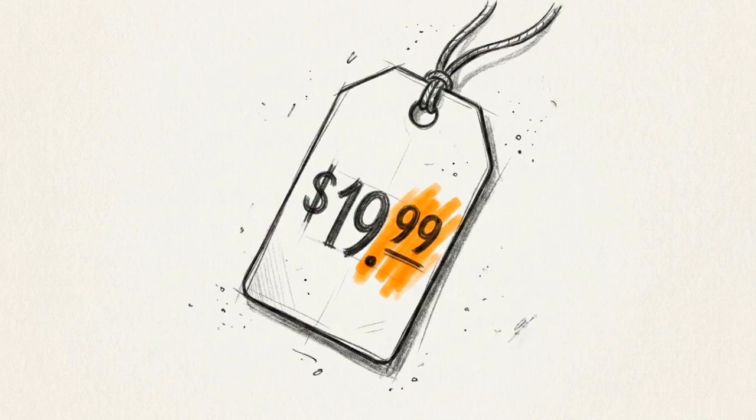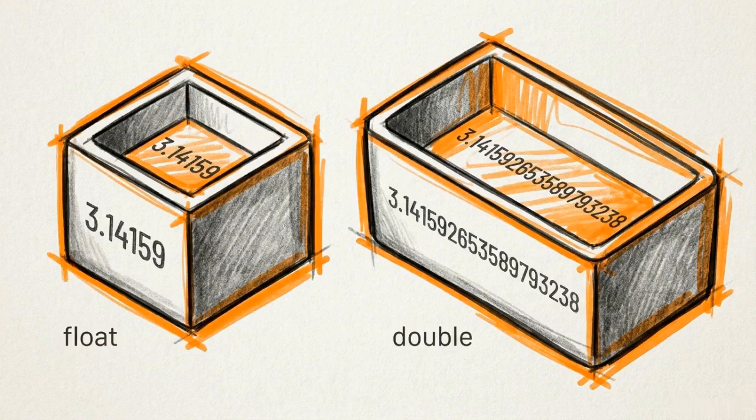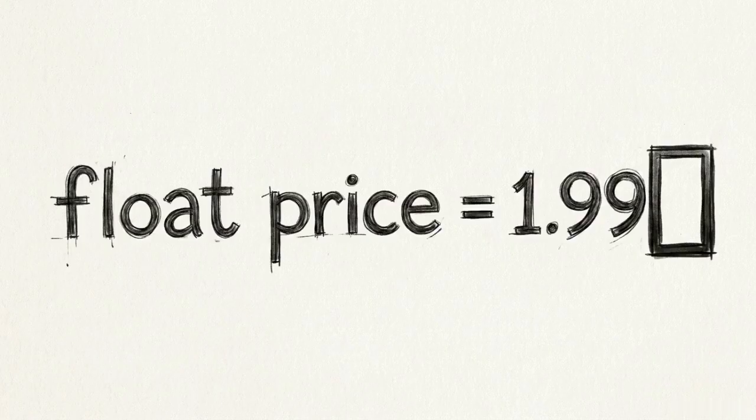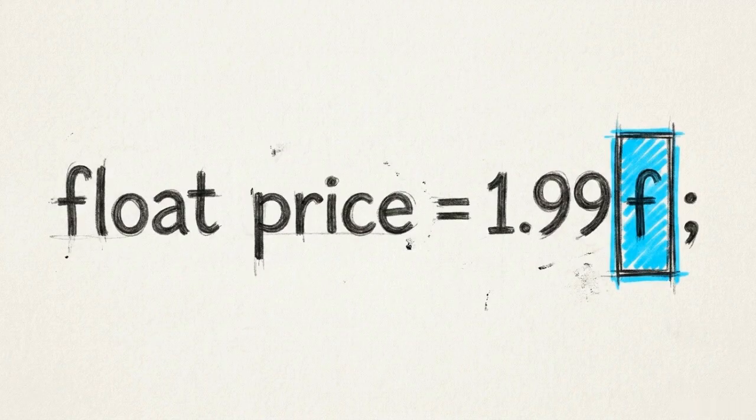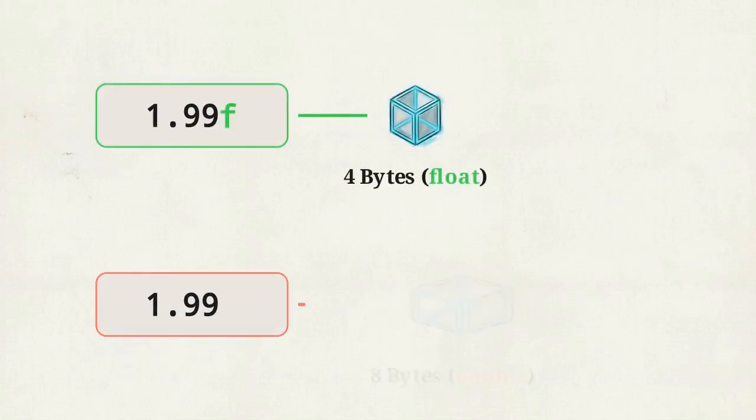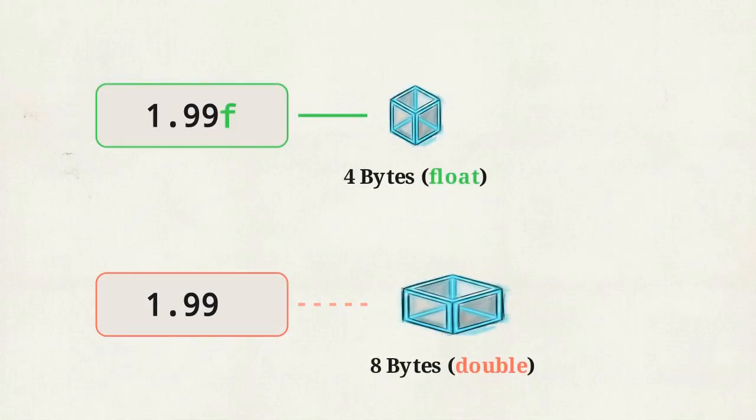Whole numbers don't cover every scenario. To store precise decimal values, like a price tag, we bypass integers entirely and declare either a float or a double data type. When assigning a value to a float, you have a unique mandatory requirement. You must append the letter F directly to the end of the number. This prevents the compiler from confusing it with the larger double data type.